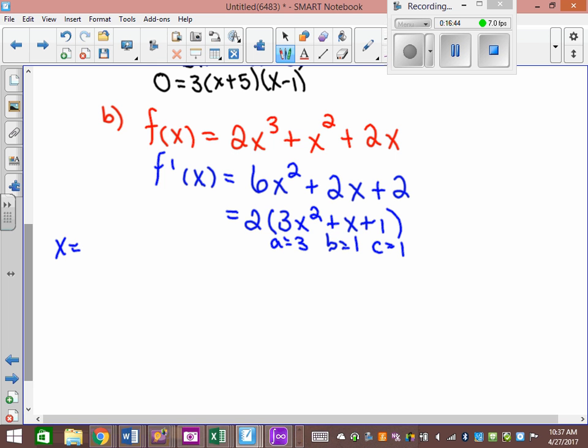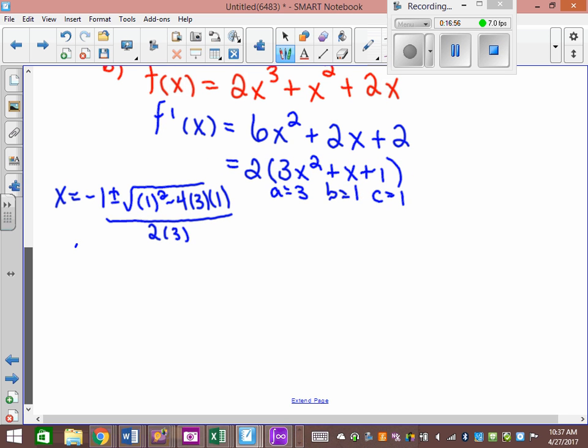x equals negative b plus or minus the square root of b squared minus 4ac, all over 2a. So you're going to get x equals negative 1 plus or minus the square root of 1 minus 12, over 6. So it equals negative 1 plus or minus the square root of negative 12, over 6. Can we take the square root of a negative number? Absolutely not.